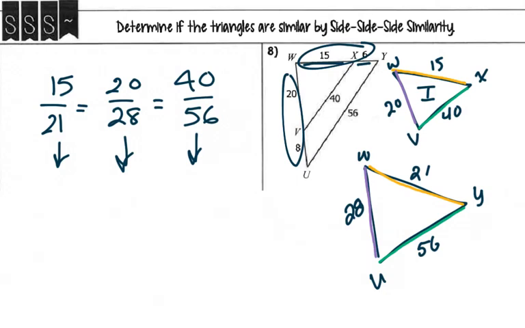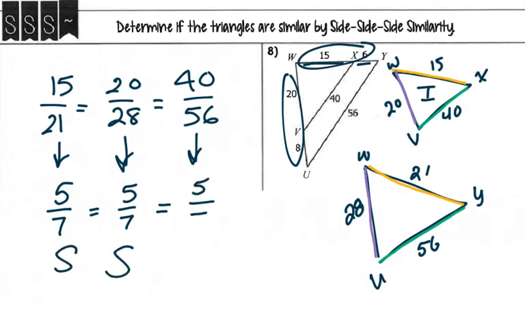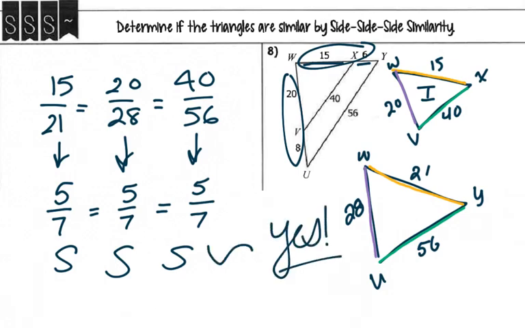The first fraction reduces down to 5 over 7. The second fraction also reduces down to 5 over 7. Looks like we're on the right track. And the last one reduces down to 5 over 7 as well. So we can say, yes, these triangles are similar through side-side-side similarity.